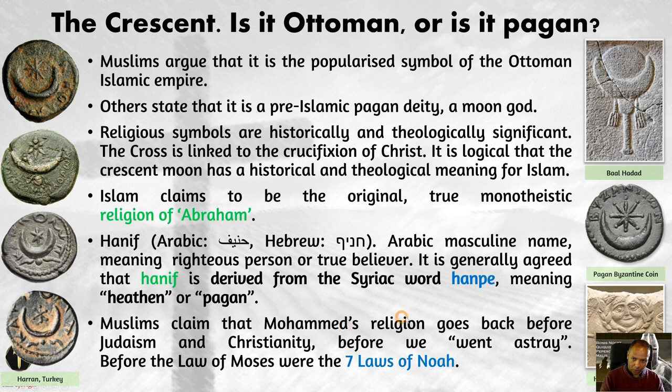Muslims claim that Muhammad's religion goes back before Judaism and before Christianity, before the Christians and the Jews went astray. This is before the laws of Moses. But we also know that before the laws of Moses, there were the seven laws of Noah. Of course, there's a lot of controversy, but look at my videos on the seven laws of Noah. Please do a search for the discussions on the seven laws of Noah I have on my channel. I would avoid the propaganda that uninformed people are providing. I go into extreme depth on what the seven laws of Noah are. These are a precursor to the Ten Commandments. Five of the seven laws of Noah are verbatim in the Ten Commandments.